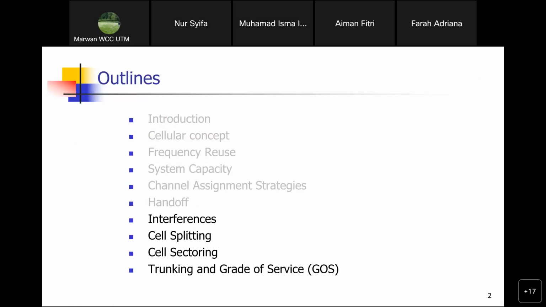So for today, the plan is that we would like to discuss the last section first, the GOS, the grade of service, the trunking and the grade of service. Based on the outline, we are now in the cellular system. So we already looked at the cellular concept and frequency reuse.